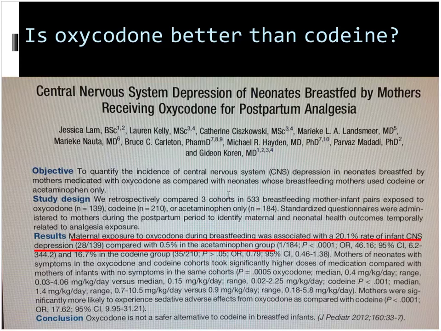So I just want to note one thing. I did mention that codeine was a high-risk agent, certainly when you look at the number of cases that have caused toxicity from breastfeeding. So this was a study that was looking at oxycodone, hoping that oxycodone was a better alternative. They didn't specifically compare oxycodone and codeine, but what they found was that maternal exposure to oxycodone during breastfeeding was associated with a 20% rate of infant CNS depression, as rated by parents.